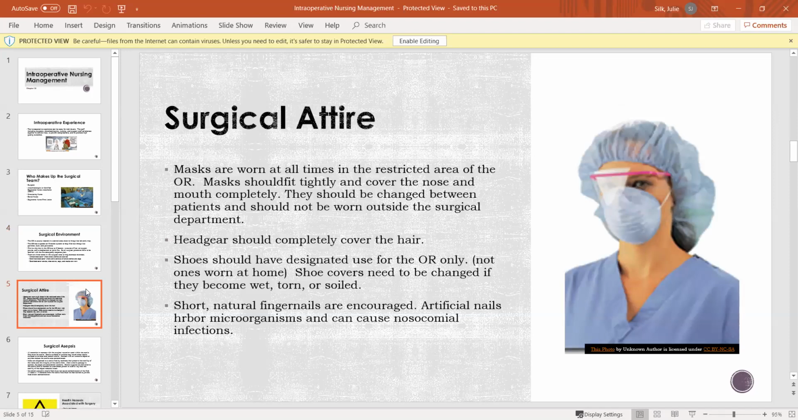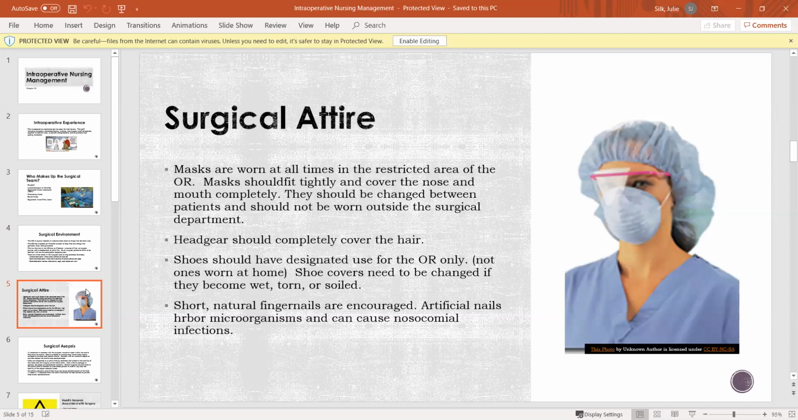Okay, so masks are worn at all times in the restricted area of the OR. They should fit tightly over the nose and the mouth completely. They should be changed between patients and should not be worn outside the surgical department. Headgear should completely cover the hair. You don't want any hair sticking out anywhere.